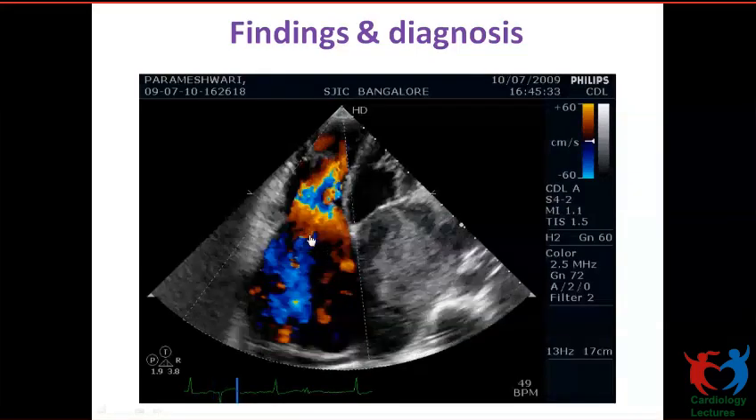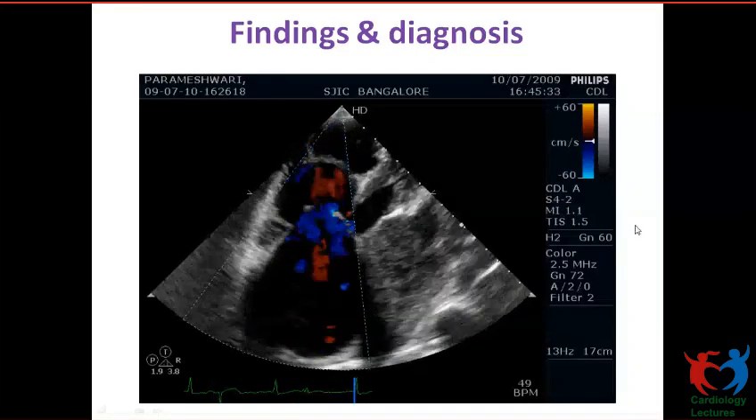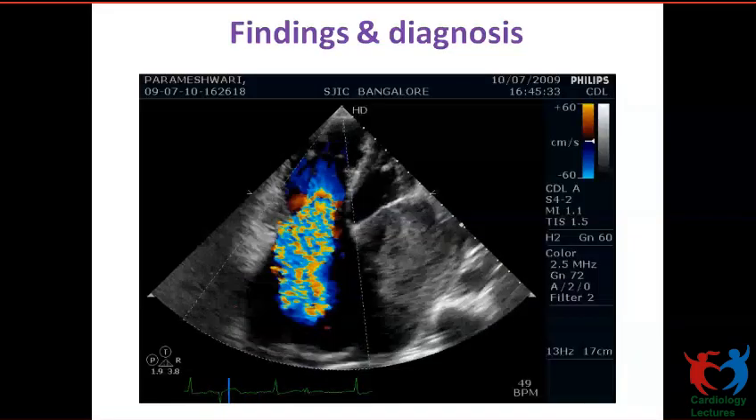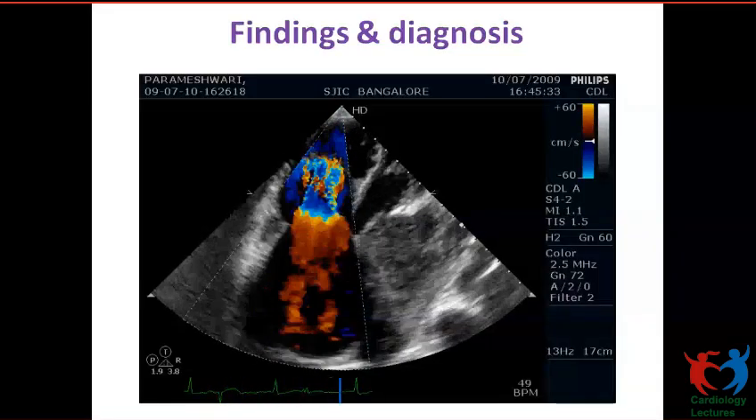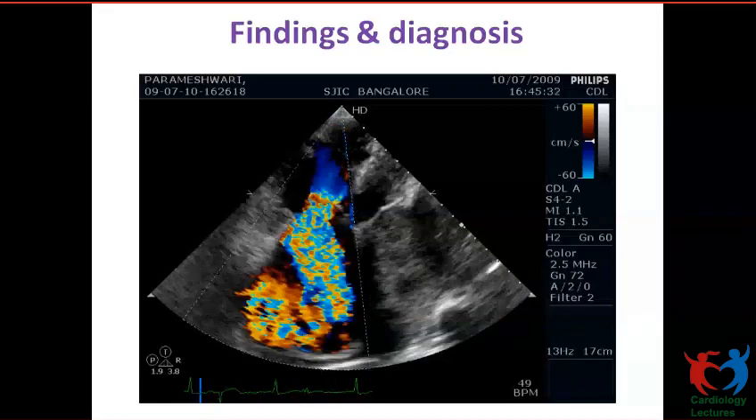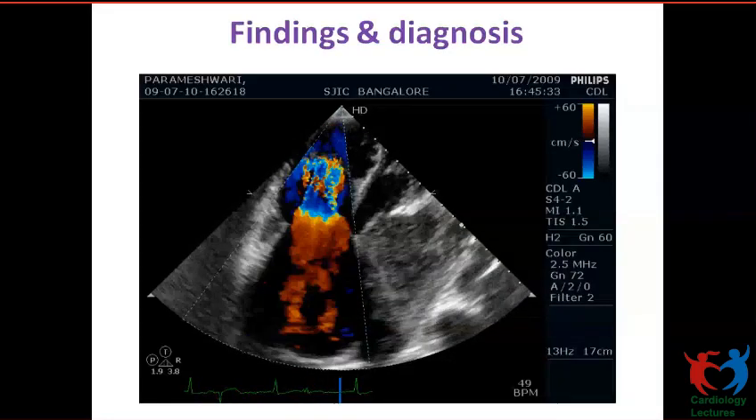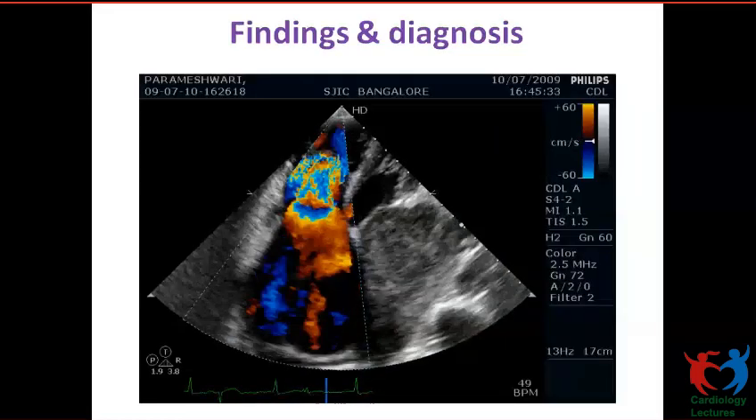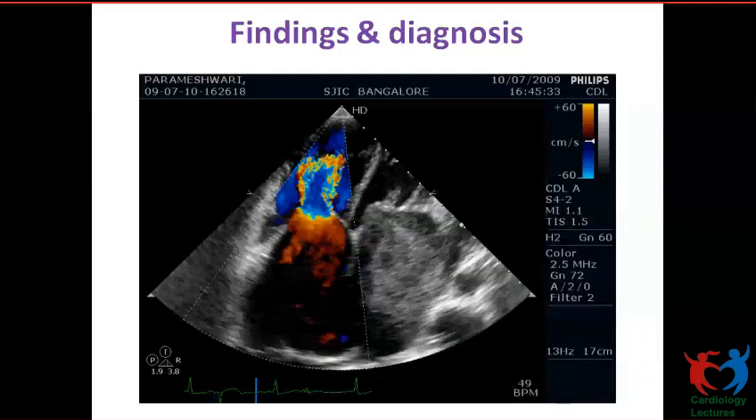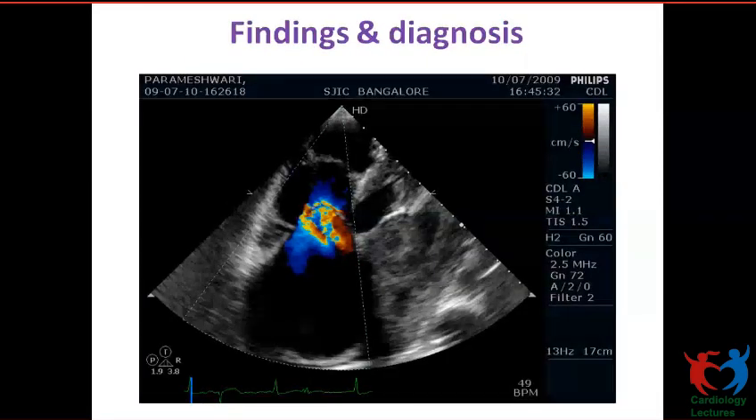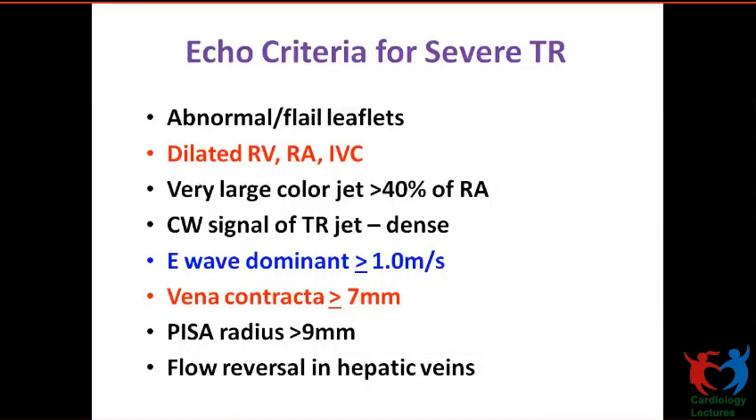So what are the findings of severe TR? Usually you know about aortic and mitral valve; tricuspid is a neglected valve. So how do you assess severity of TR? Somebody can list. Ma'am, grading, massive. No, that is later. First you tell what are the features of severe TR.